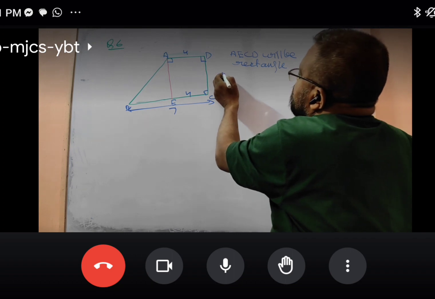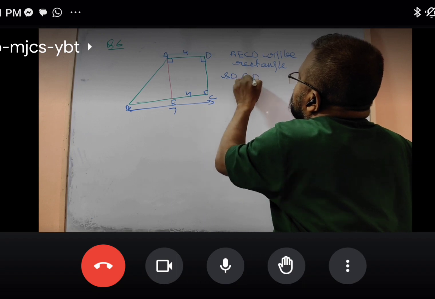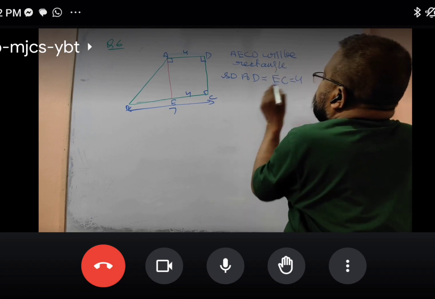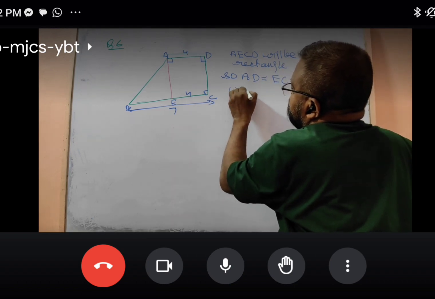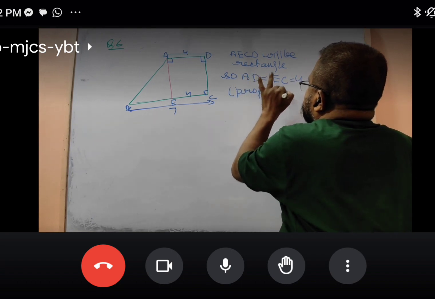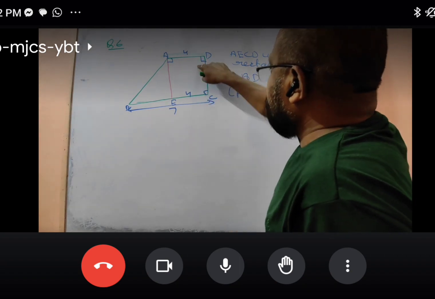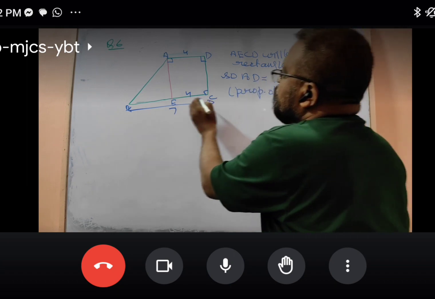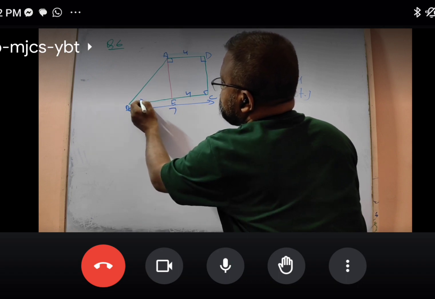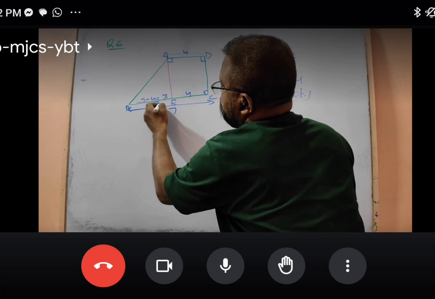And so AD is equal to EC is equal to 4. This is a property of a rectangle. Right? These two sides will be equal. So AD is equal to EC. So this is 4 and this is total 7. So this will be 7 minus 4 is equal to 3. So this will be of 3. Right?